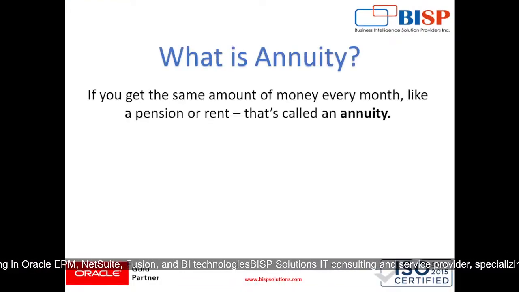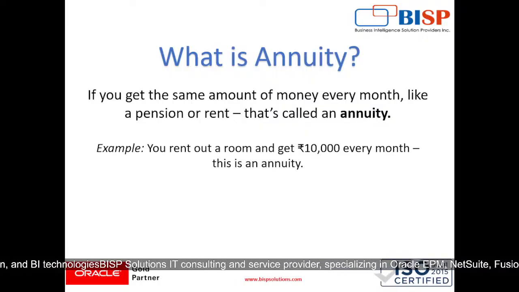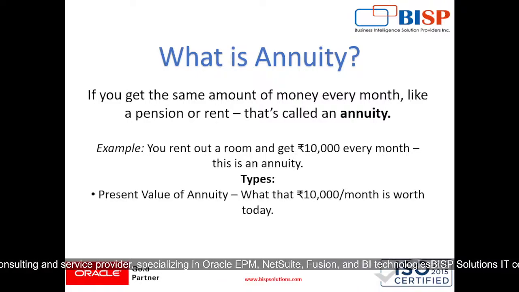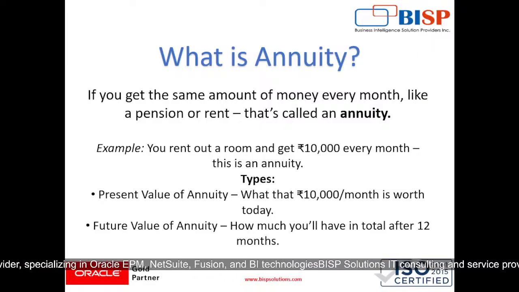Then comes what is an annuity. If you get the same amount of money every month, like a pension or rent, that is called an annuity, right? If we rent out a room and get 10,000 rupees every month, this is called an annuity. There are two types of annuity: present value of annuity, which is what that 10,000 rupees a month is worth today, and future value of annuity, which is how much you will have in total after 12 months, right?